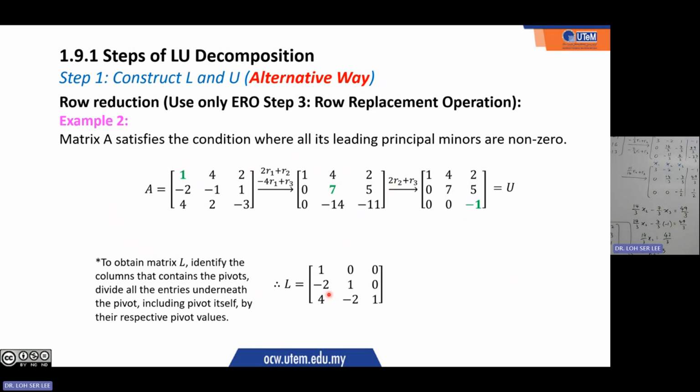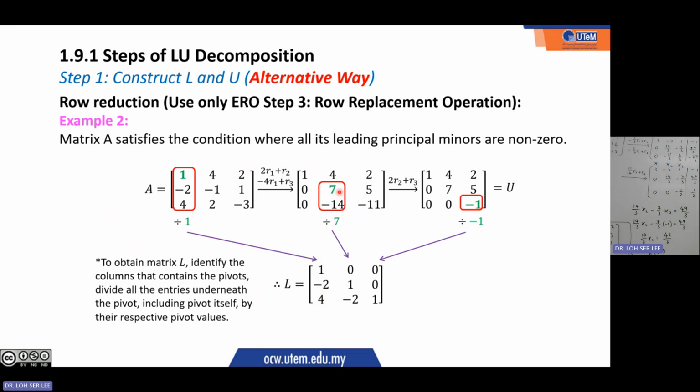Then we have to find this L. So how to get this L? So you see the relation. This one, the first pivot, the one that we haven't started to row reduce the matrix. The first pivot up to the last entry, everything must be divided by the pivot. So 1, -2, 4. All divided by 1, still 1, -2, 4.